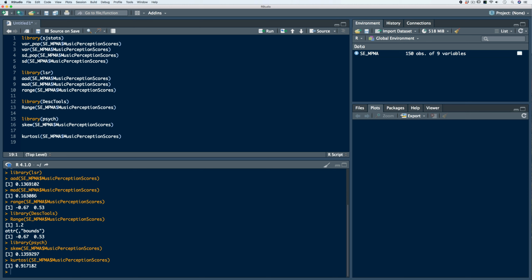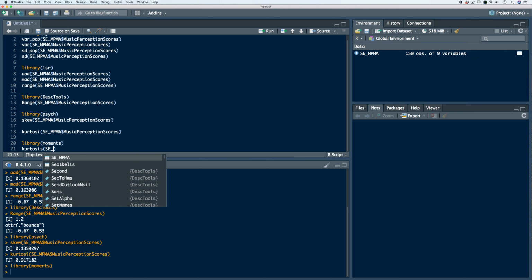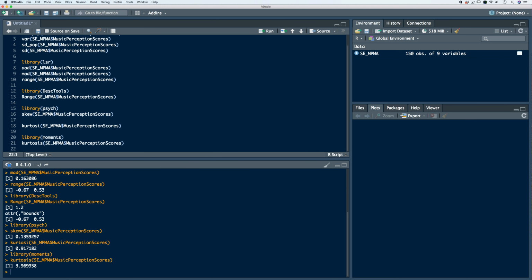Now, in order to calculate kurtosis proper, we're going to use the moments package. I have it installed. I'm just going to load it using the library function. And then here, we're going to use the kurtosis function. We'll pass in our music perception scores variable. And the kurtosis proper value for our music perception scores variable is 3.97.